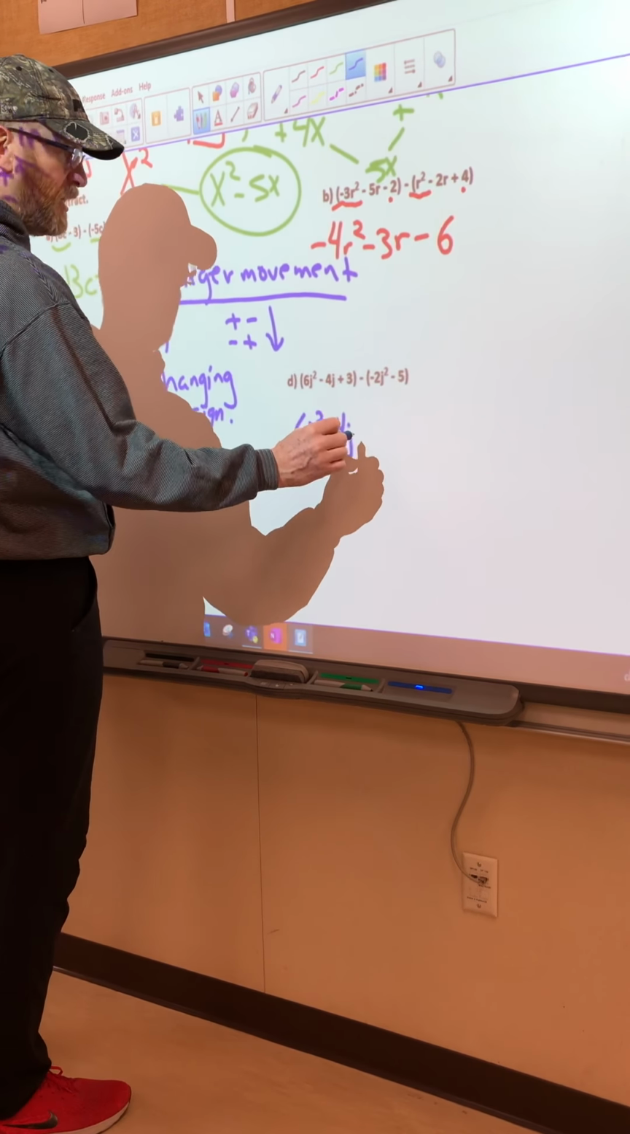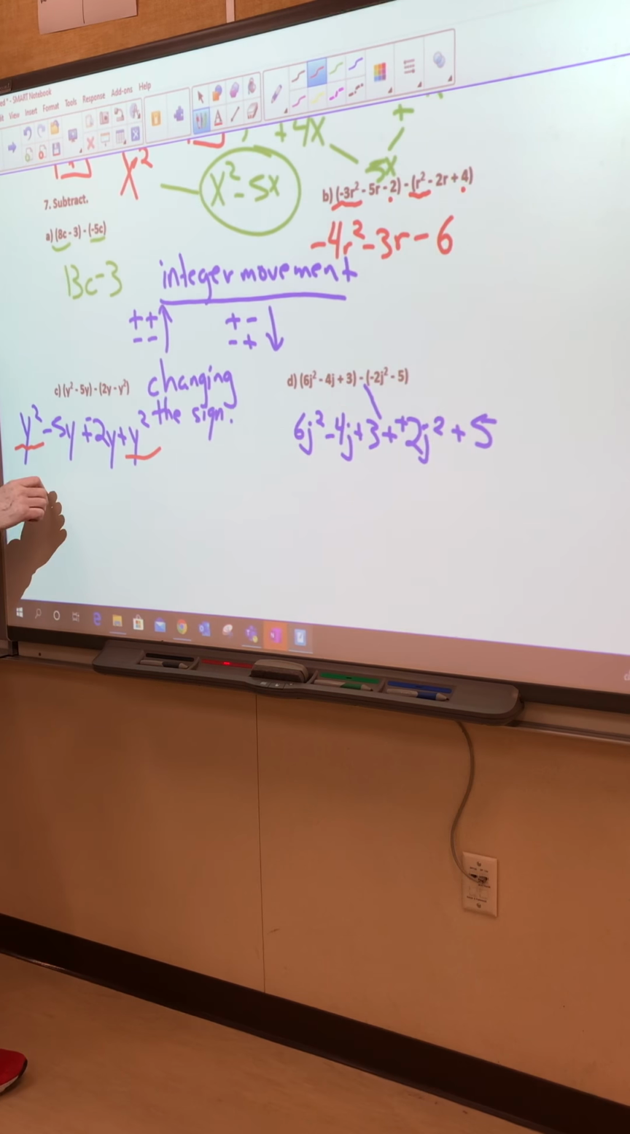Okay. And then you just find like terms and sort it out as if it's an addition question. So we've got a y squared. No more y squared. Oh yes, there is another y squared. Add. So that's 2y squared. Negative 5y. Add another negative, so cold weather. Negative 7y.